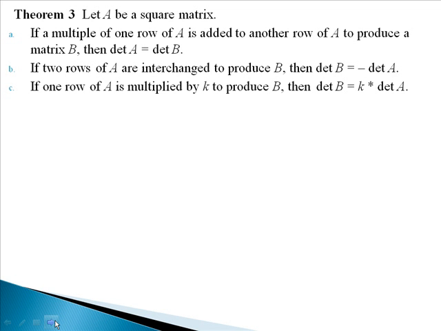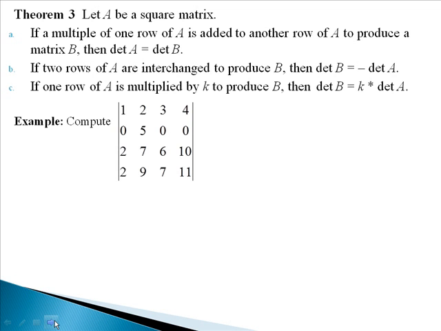If two rows of A are interchanged to produce a new matrix B, then the determinant of our new matrix is equal to a negative times the original determinant of A. And if one row of A is multiplied by k, or by a scalar, to produce our new matrix B, then to find the determinant of B, we multiply k, the scalar, times the determinant of A.